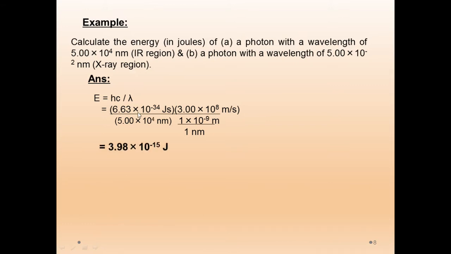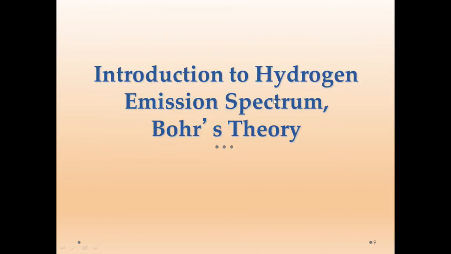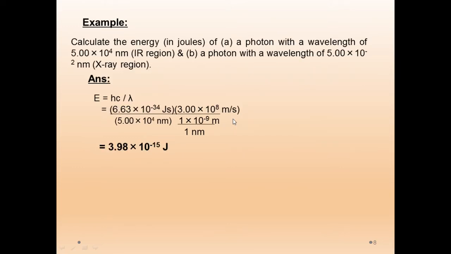Once we have standardized, we get the amount of energy is this. So this photon has this amount of energy. It's very simple to calculate. This amount of energy is in the IR region. We can notice the amount of energy being released is extremely small. It is a power of negative 15. So the next one you can have a try. It is more or less the same answer.